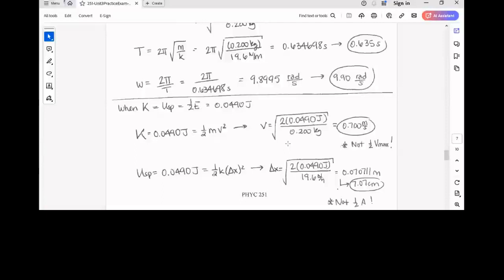If v is going to be the square root of 2 times the kinetic energy divided by the mass, the value I end up with is 0.700 meters per second. So not simply 1/2 of the maximum speed that we calculated a bit earlier. That maximum speed is 0.990 meters per second.